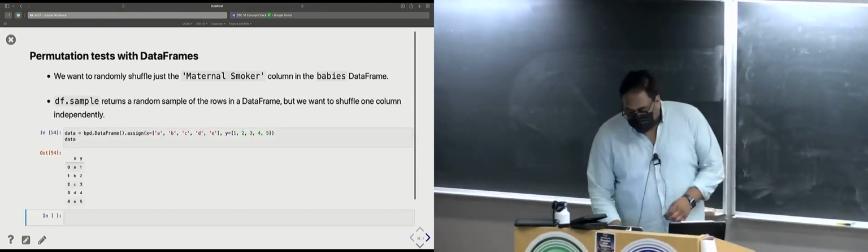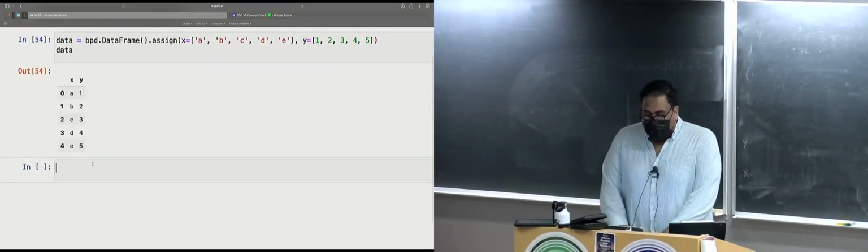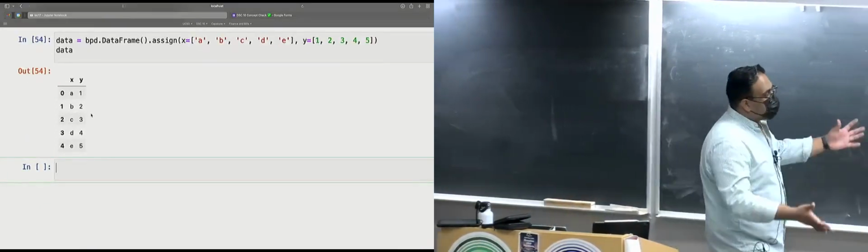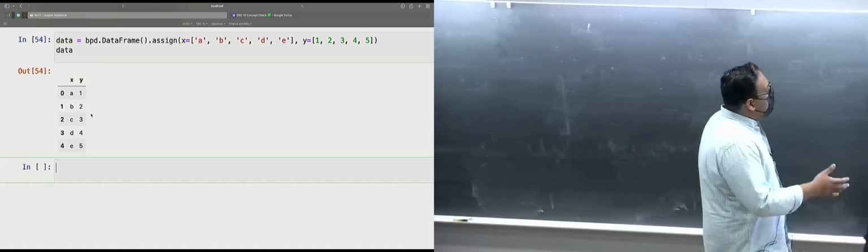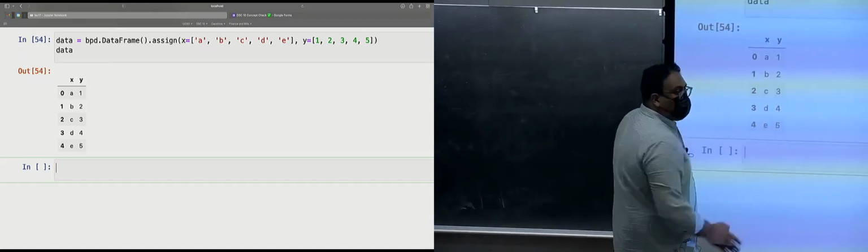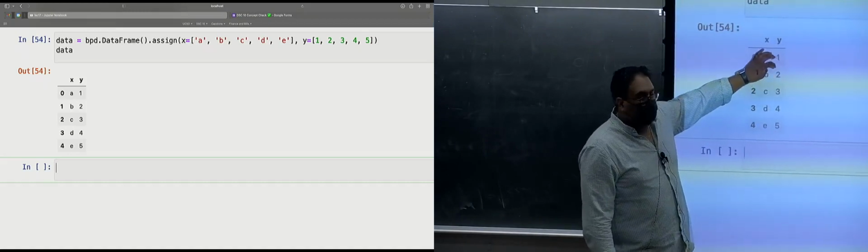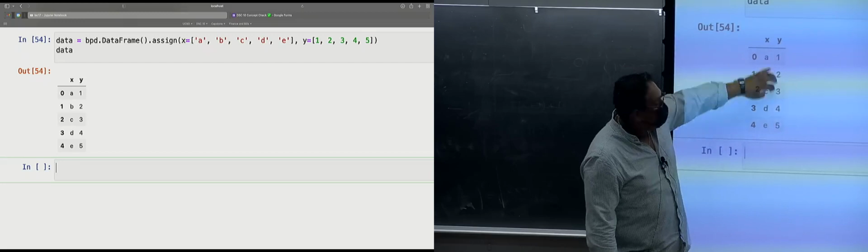Okay, and so let me show you how you do that. Let's just pretend we have this small data frame. What I want to do here, of course, these are not our trues and falses or weights, but what I want to do here is keep the y values the same, 1, 2, 3, 4, and 5, but I just want to shuffle the x column. Okay, so I want to keep the same y's in the same order, but I want to shuffle just the x's.